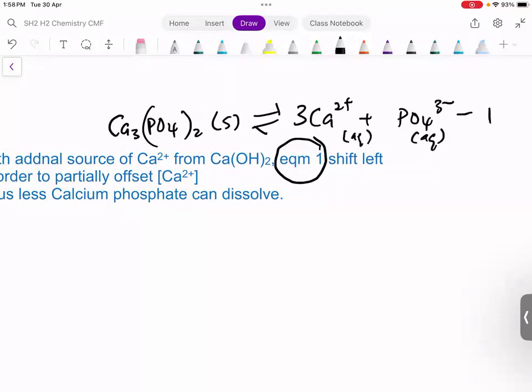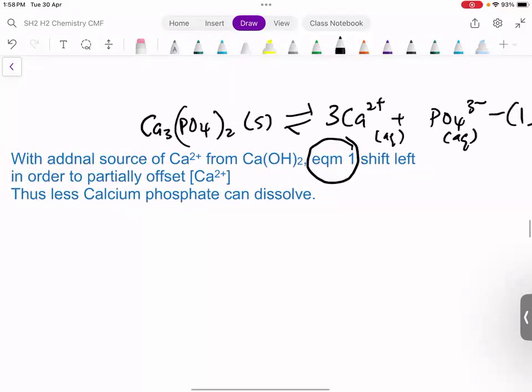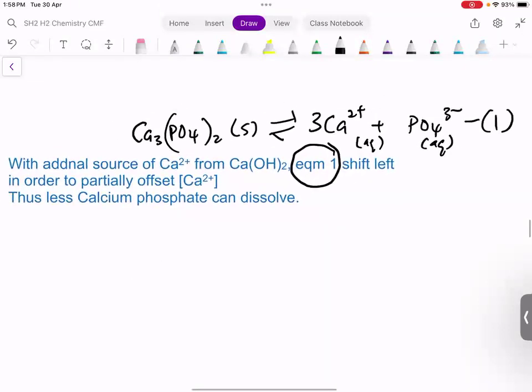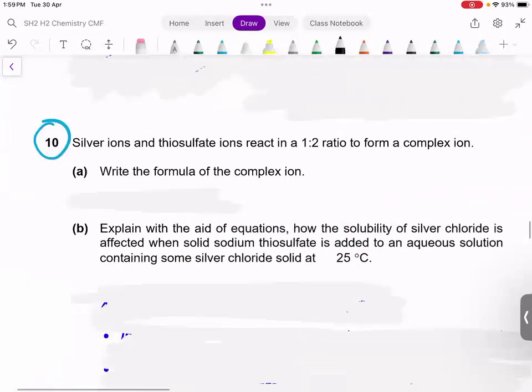Okay, so this is my equilibrium 1. If you're lazy to write the equation, then you should tell me whether it favors the dissolution process or the precipitation process. So you can describe the process that is being favored, or you talk about the POE. Up to you. All right, let's move on. Let's look at the next part.